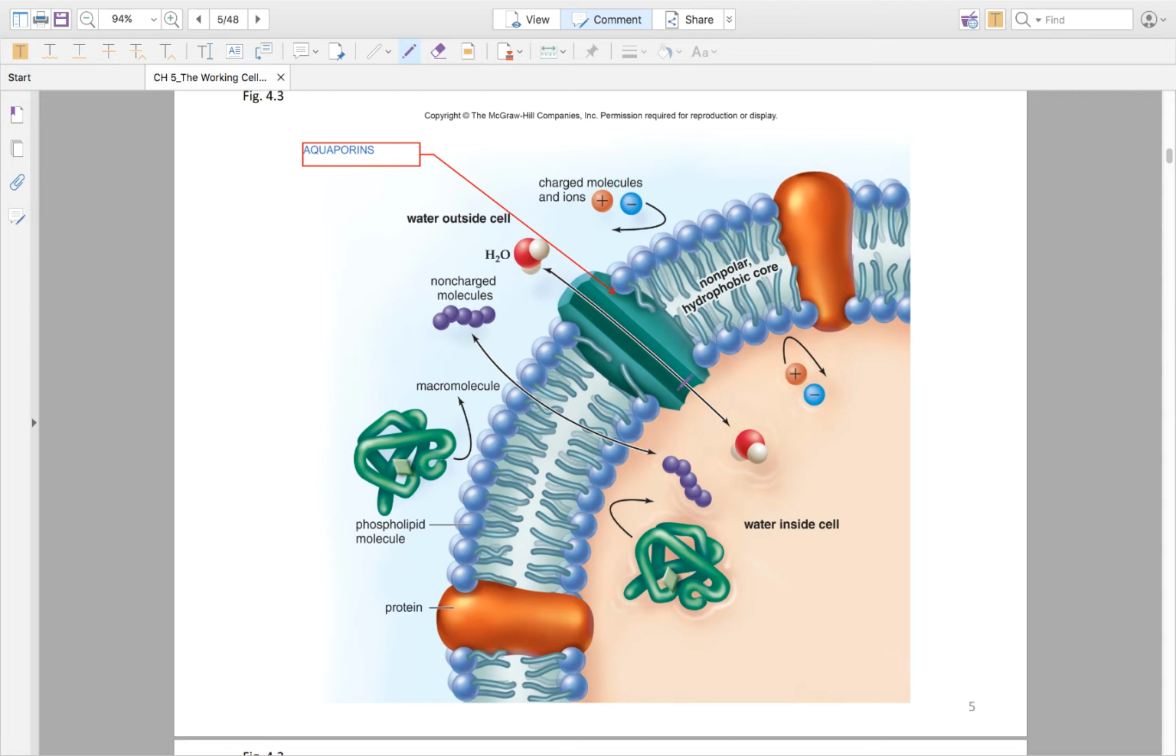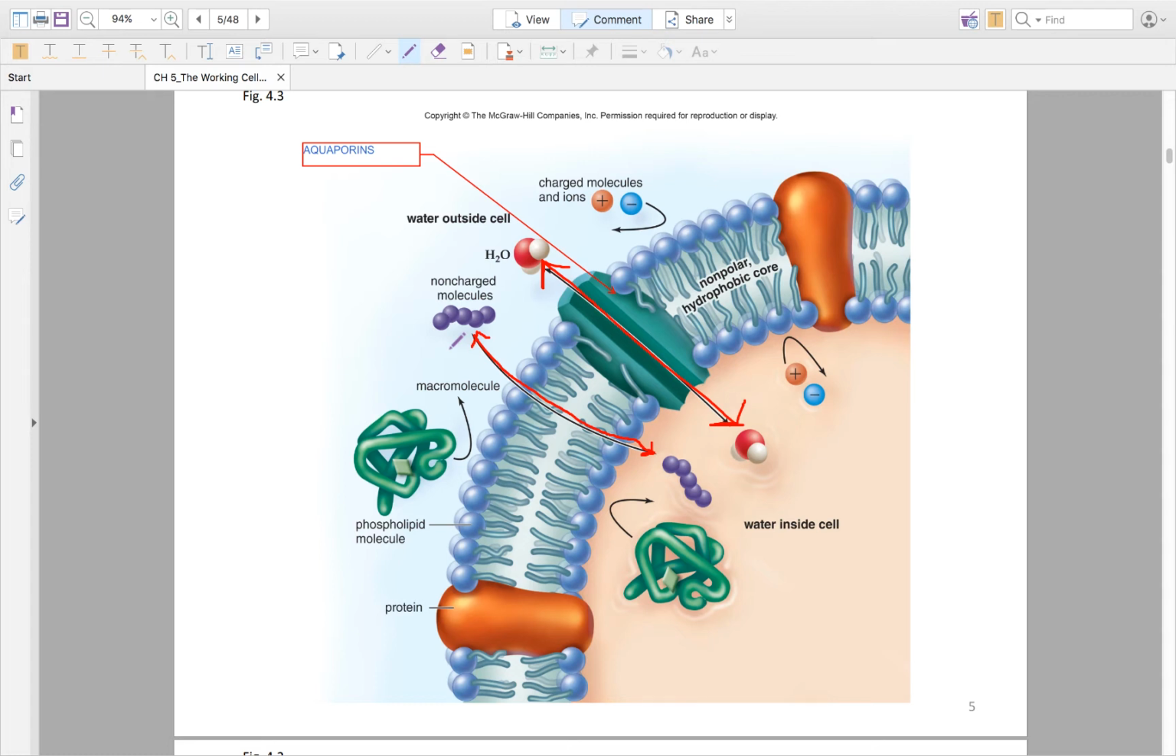Now, water does pass through the plasma membrane. Okay, it can go in and out. It follows certain laws, but it can go in and out. Okay, other things that can move in and out. Non-charged molecules. What does that mean? It means they don't have a charge, like plus or minus, no charge, and they have to be pretty small, actually.